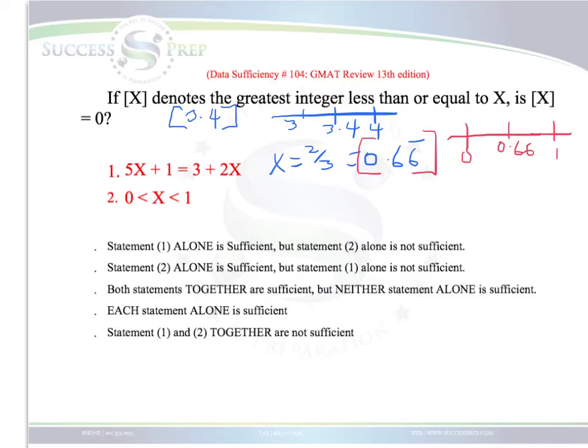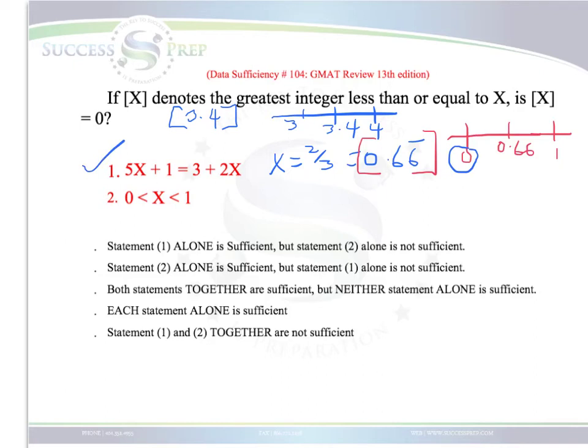So to answer this data sufficiency question, it says, is the bracket of x equal to 0? Yes, it is, because the largest integer we can find that is less than or equal to 0.66 is 0 in this particular case. So statement 1 works.